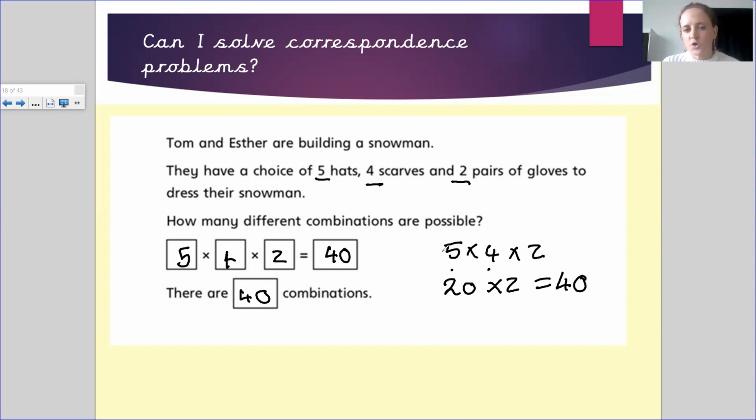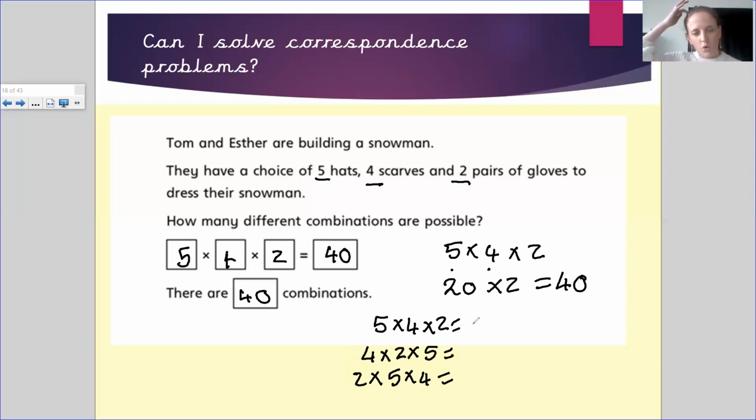If you are feeling unsure about working these ones out, remember your associative law. 5 times by 4 times by 2 is the same as 4 times by 2 times by 5, and 2 times by 5 times by 4. We just are moving the numbers around, and they all give you an answer of 40.